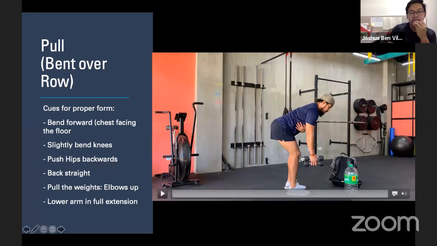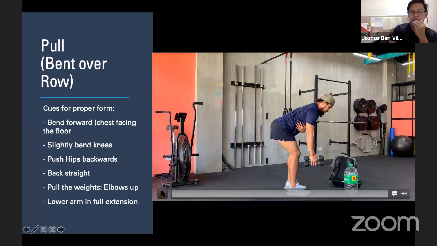Okay? Now, this is an example of a pull movement. We call this bent over row. Okay? So, form is very important for this one as well. Okay, so the proper cues for this is bend forward, chest facing the floor, slightly bend your knee. Okay? Bakit kailangan mag-bend ng knee? So that you can push your hips backwards. Alright, so you can push your hips backwards. Tapos, pull the weights. Okay, when you pull the weights, elbow should be up. When lowering it down, the arms should be fully extended.